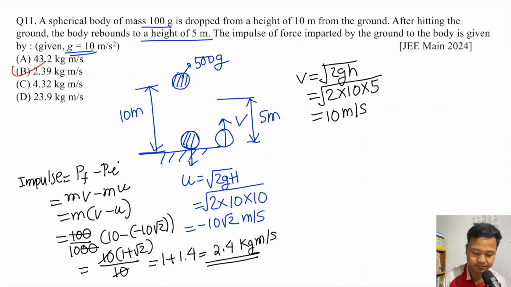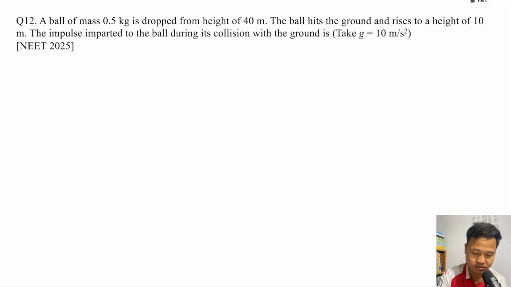Okay. So impulse is basically the change in momentum. Okay, final minus initial. This is JEE Mains 2024. But in the NEET exam, you will see one exact question like this. Okay, I'll show you. See, this is the 2025 NEET exam. Okay, the question is similar.